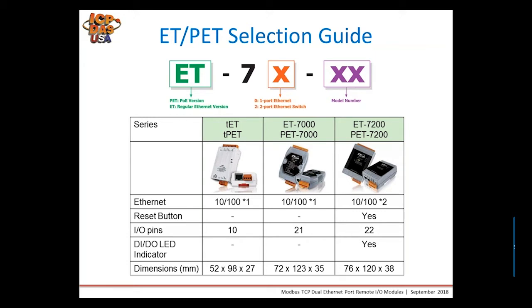Here's a side-by-side comparison of our 7000 series versus our 7200 series. They're almost identical except for the fact that there's more pins available on the PET series. There's 2 Ethernet ports and a reset button. Oh, and the LED indicators as well.